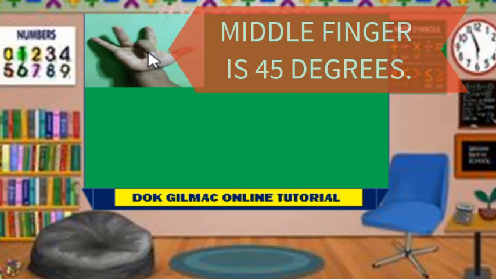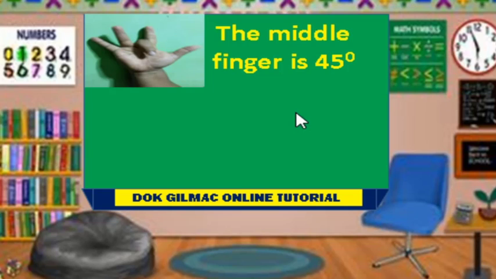Consider the middle finger here. The middle finger represents the 45 degrees angle. If we are to determine the value of cosine 45 degrees, we have here 1, 2, get the square root. So we have square root of 2, divided by 2. So cosine 45 degrees is just equal to square root of 2 all over 2.